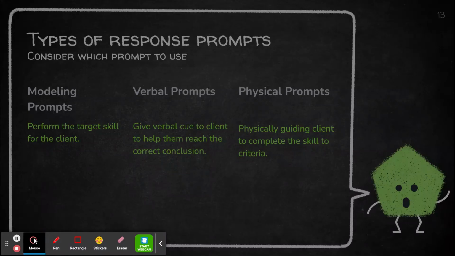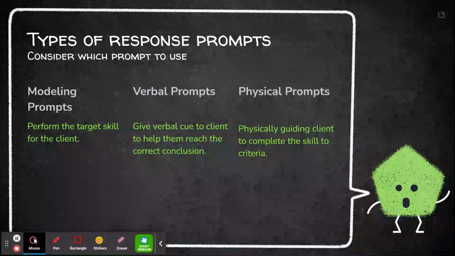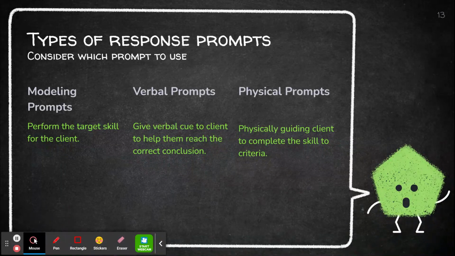Well, considerations for this one. I immediately think of how intrusive do we want our response prompts to be, right? So, which ones are we going to use? Are we going to model the prompt, perform the target skill for the client, or maybe a verbal prompt? So, giving a verbal cue to the client to help them reach the correct conclusion, and even physical prompts. So, guiding the client to complete the skill or criteria. So, you'll be physically guiding them.